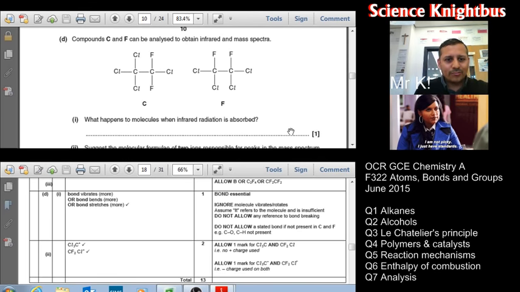What happens to molecules when infrared radiation is absorbed? Bond vibration. Now, I did promise my A-level students that I would be doing the following actions. So the bond can vibrate like this, or the bond can bend like this, or bend like this, or you could have stretching of the bond as well. But you must make sure that you actually have the word bond there.